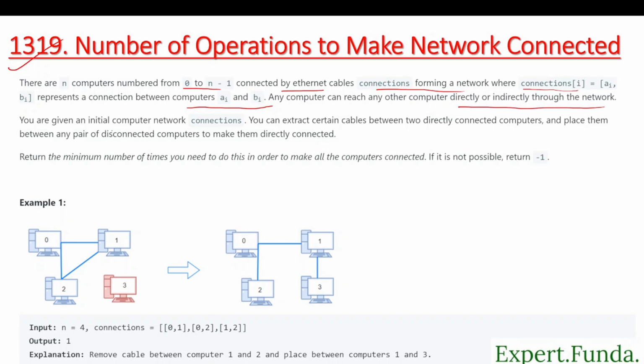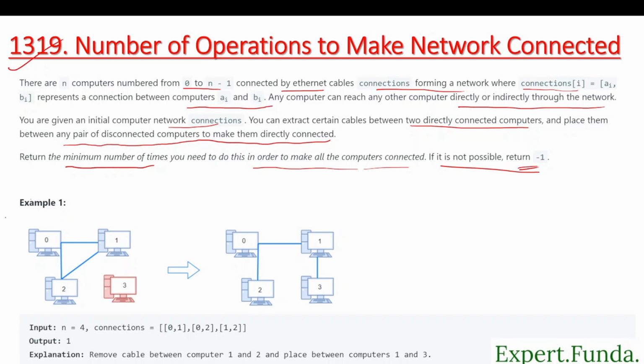So you are given an initial computer network called connections. You can extract a cable between two directly connected computers, and then place it between any pair of disconnected computers to make them directly connected. Now we have to find the minimum number of times you need to do this in order to make all the computers connected, and if it is not possible, we return -1.